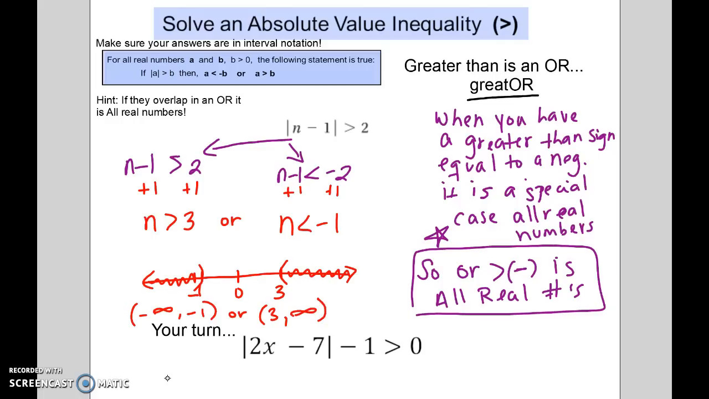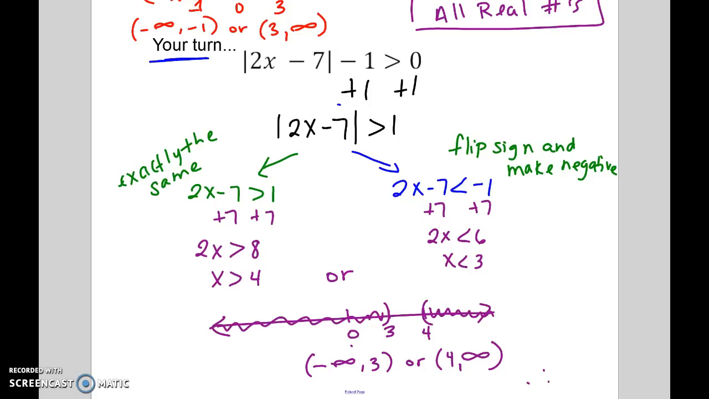Take a second and try this problem down here. See if you can do it. Make sure you get the absolute value alone first. Take a look at your answer.